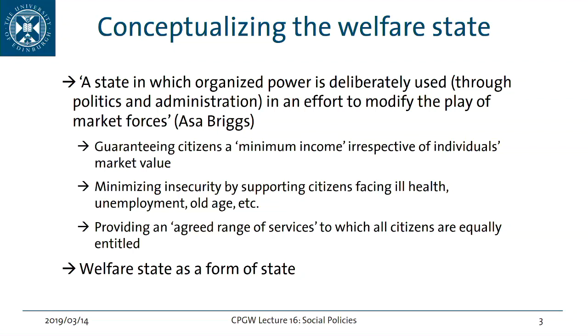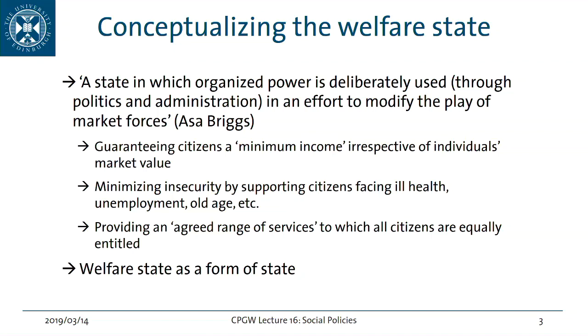counterbalance to market forces. So this can include guaranteeing citizens a certain basic income, like there is a floor under which you cannot fall, there's a safety net for you, even if you can't work, even if you're old, even if you're sick. The state will provide some sort of basic income for you, and you don't have to worry that if your own money runs out, you are on the street.